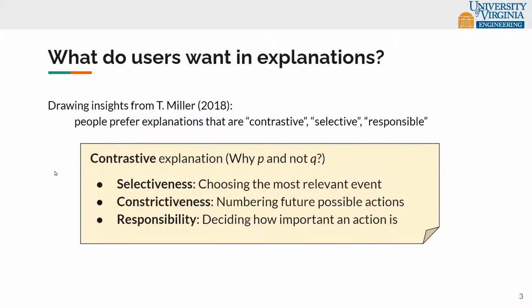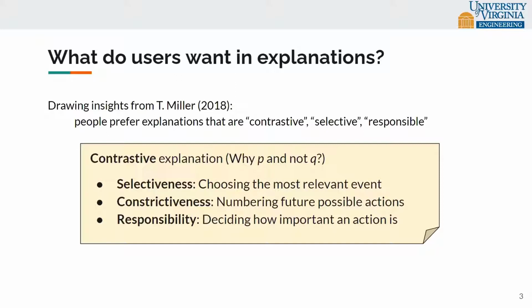In this work, we are drawing insights from Tim Miller's work about social sciences about explanations, where he pointed out people are more interested in contrastive explanations that ask not why event P happens, but why event P happens instead of some event Q.